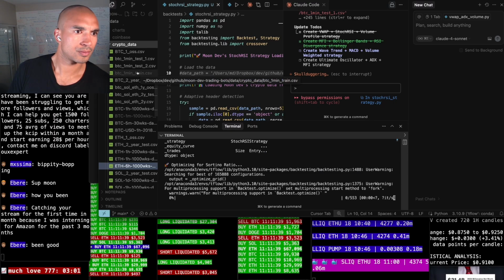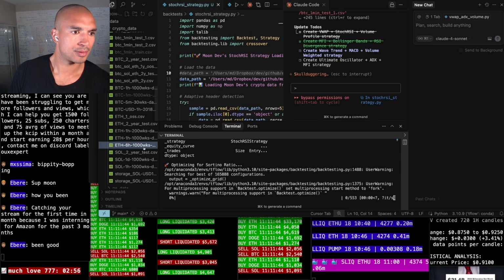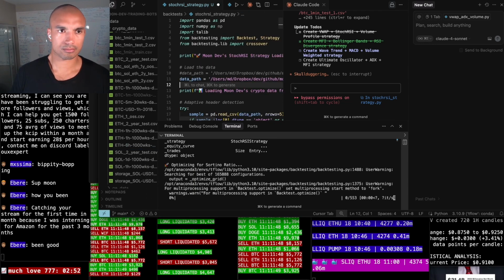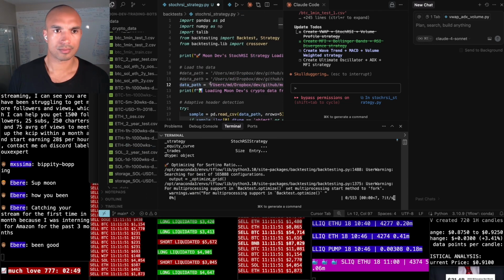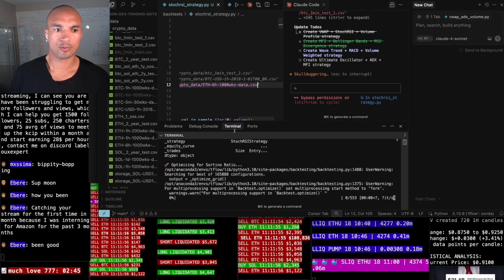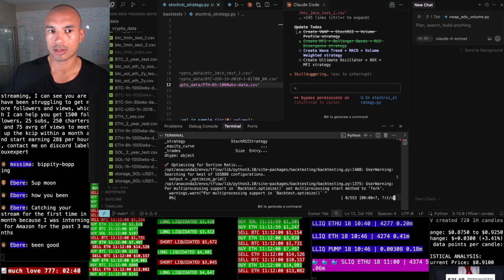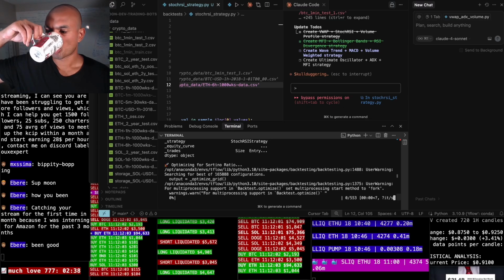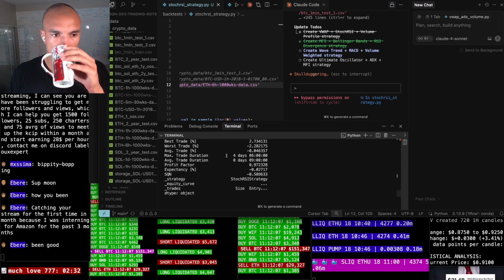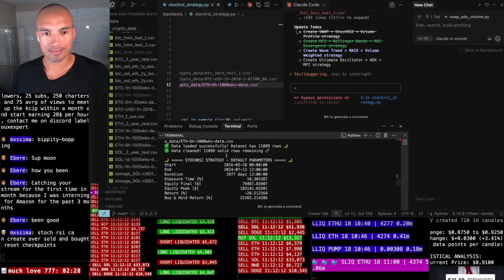So this is the process of backtesting. Copy path. Run it. New data, six hour. So it's looking like it's better on bigger time frames.